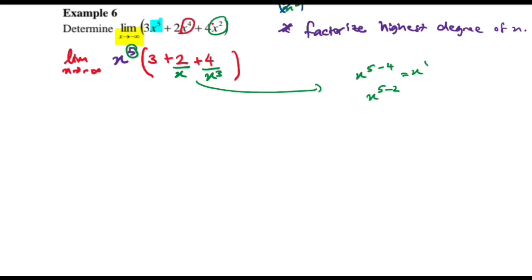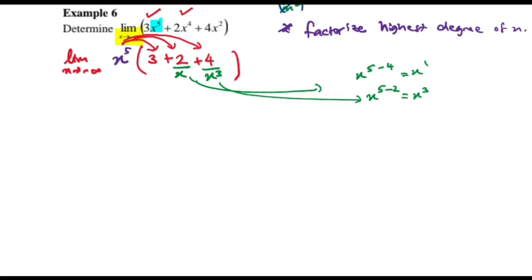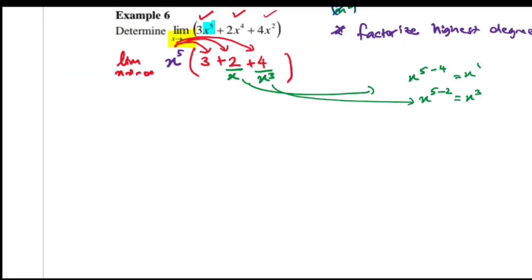How to make sure that you have factorized correctly? To check that, you can simply expand x power 5 times 3. Do you get the same? Yes. X power 5 times 2 over x is 2 times x power 4, and then x power 5 times 4 over x power 3, and you will get 4x power 2. Make sure all of the terms are correct after you have expanded. And that shows that you have got the correct factorization. If not, please do your correction.